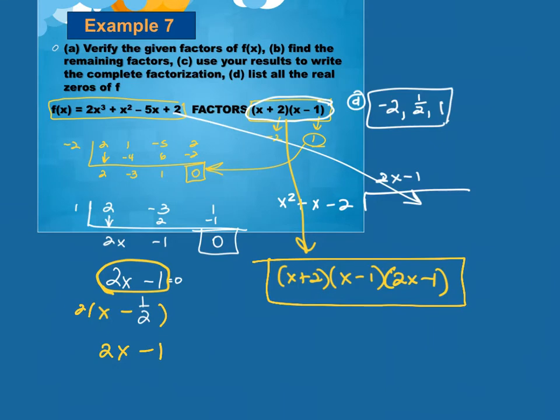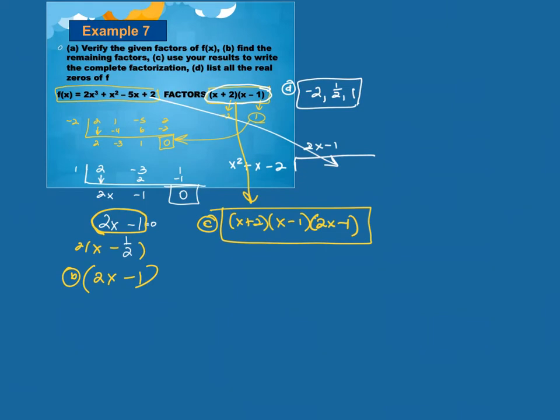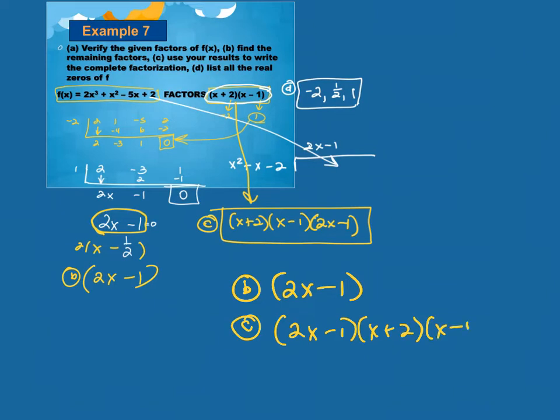So that's for part C? This is B. Well, the remaining factor is this. Oh, this is B. C says complete factorization. That's all of them. D is the zeros. Okay, so again, remaining factor is the 2x minus 1. That's B. The complete factorization is all three of them in any order: 2x minus 1, x plus 2, x minus 1. And D is all the zeros, and zeros we list: negative 2, 1/2, and 1.